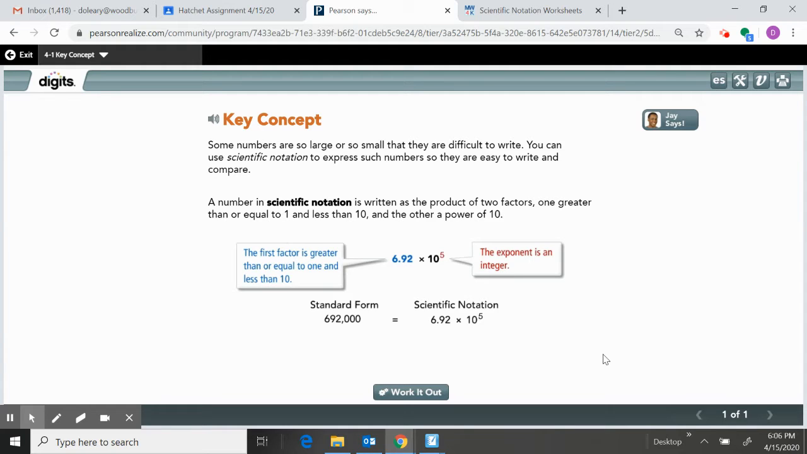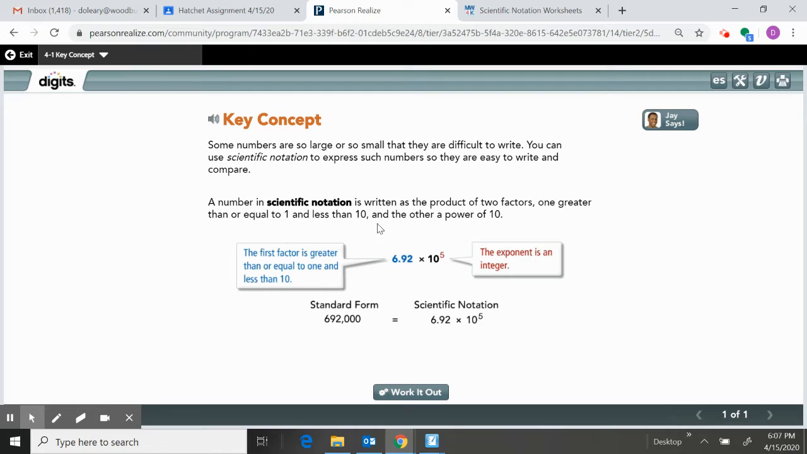I'm going to go over the key concept first before we go over Part 2, because the key concept is important for you to understand Part 2. Instead of clicking this and letting the person read it, I'm going to read this to you. It says, some numbers are so large or so small that they are difficult to write. You can use scientific notation to express such numbers, as they are easy to write and compare.